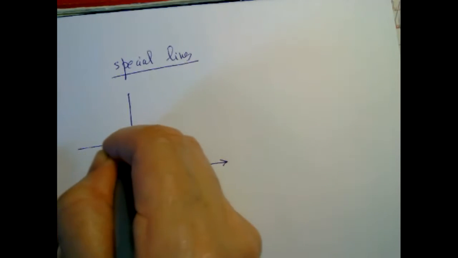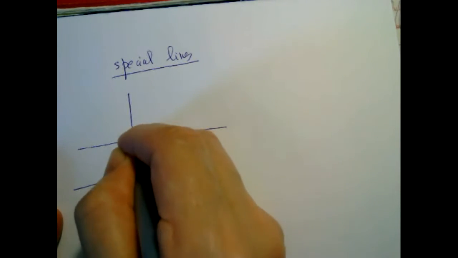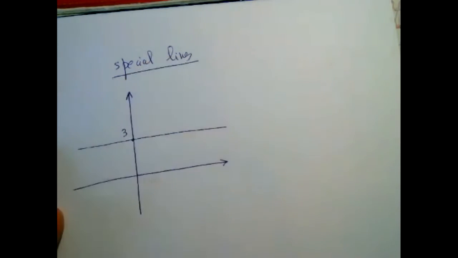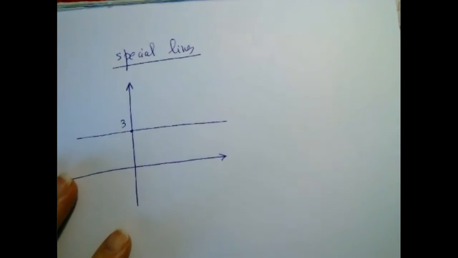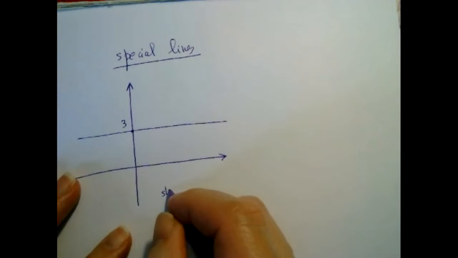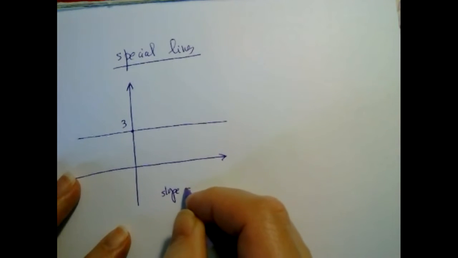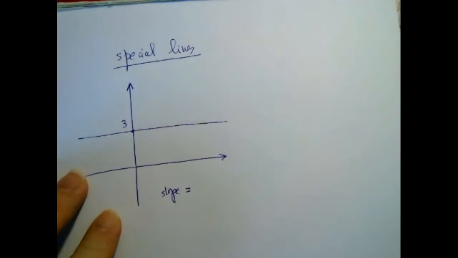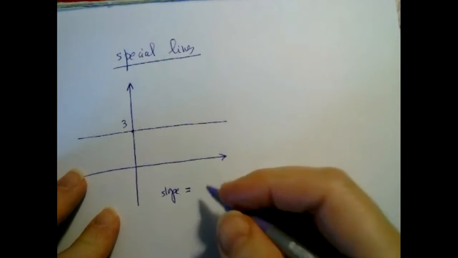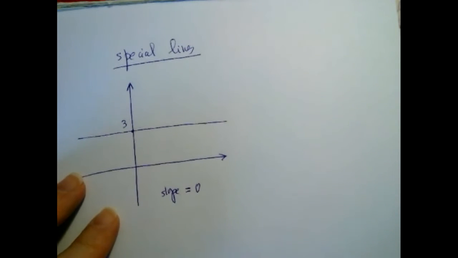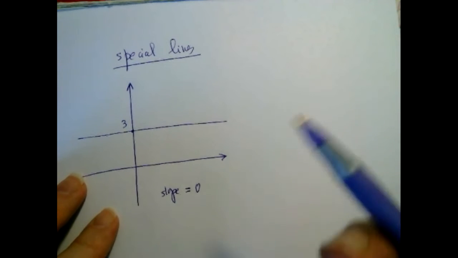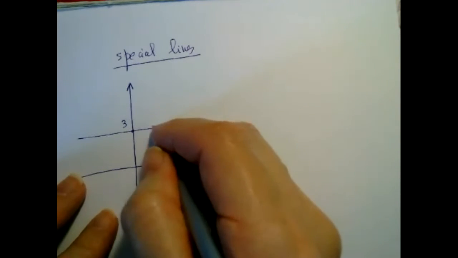So suppose I take a horizontal line, and this is 3. That's a horizontal line. What is the slope of this line? 0. Don't be afraid. Absolutely 0. Why is it 0? Because the slope is not no slope. No slope, I will not accept it. It's a 0.